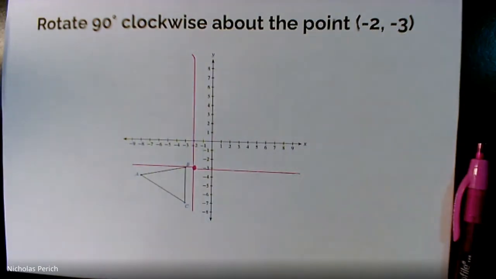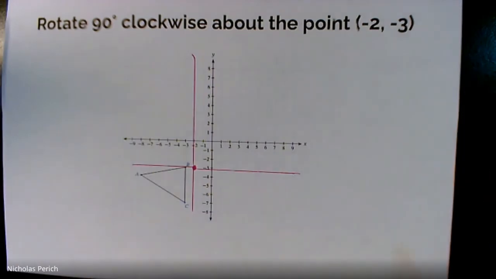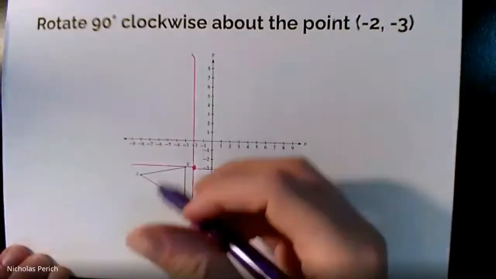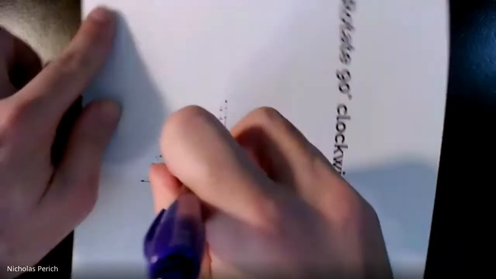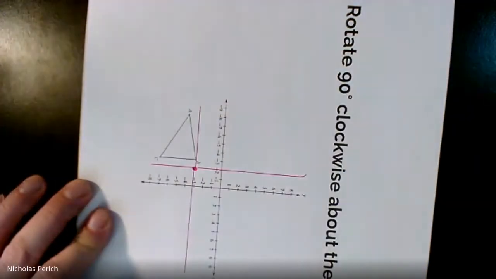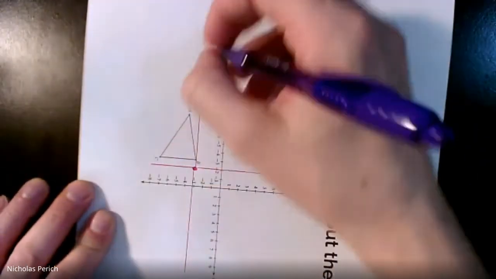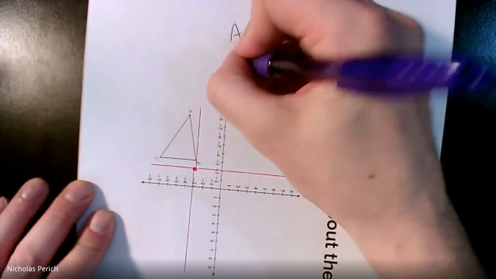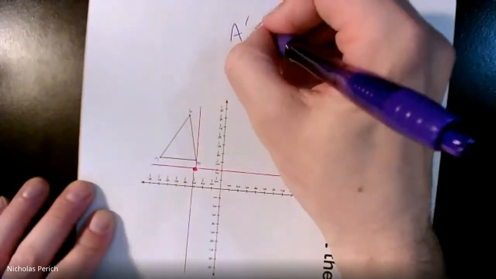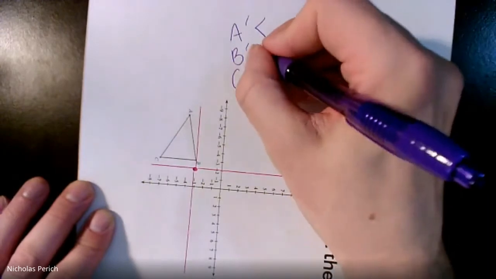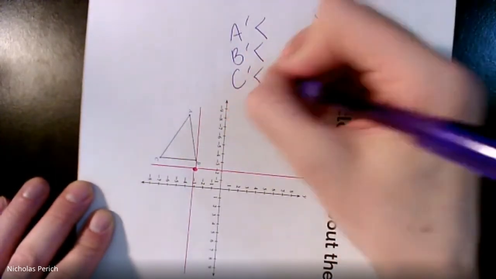All right, so now my job is to rotate 90 degrees clockwise about the point -2, -3. I put the point down. Now I need to rotate it 90 degrees clockwise, putting the pen on the dot, spinning it one time. Now what I'm going to do is I have 3 points A, B, C, prime, prime, prime. I'm going in a direction, so I'm going to use vector notation.